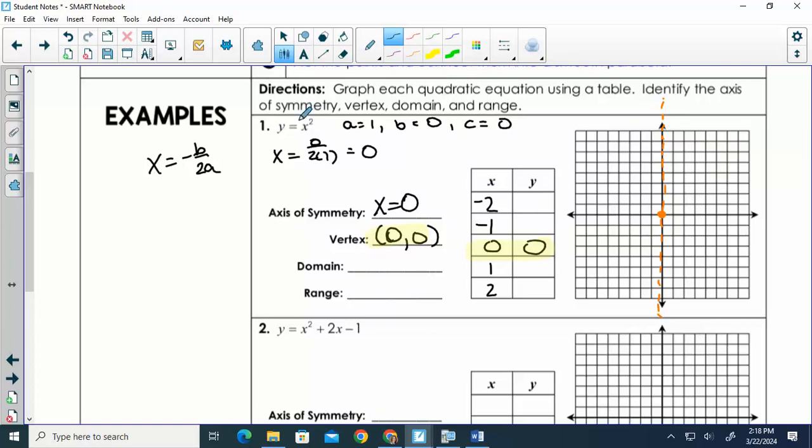Okay. So negative 2 squared, 4. Negative 1 squared, 1 squared, and 2 squared. All right, so we can plot all of these points. So negative 2, 1, 2, 3, 4, negative 1, positive 1, we have 0, 0, 1, 1, and 2, 4. So now I have a pretty accurate graph.